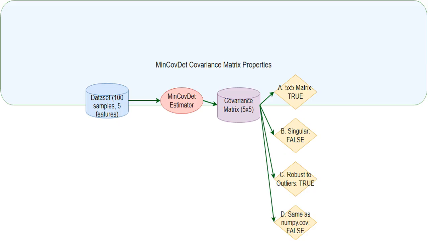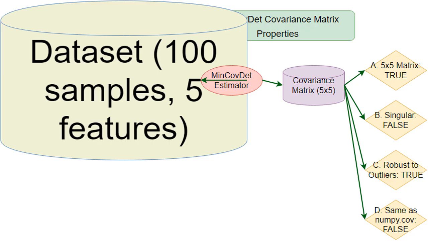I'm analyzing the properties of a covariance matrix calculated using the minimum covariance determinant, MinCovDet, estimator. This estimator is really useful because it's designed to handle datasets with outliers. I'm working with a dataset containing 100 different samples, and each sample has 5 different features or characteristics. Think of each sample as a person, and each feature as something like height, weight, age, income, and shoe size.